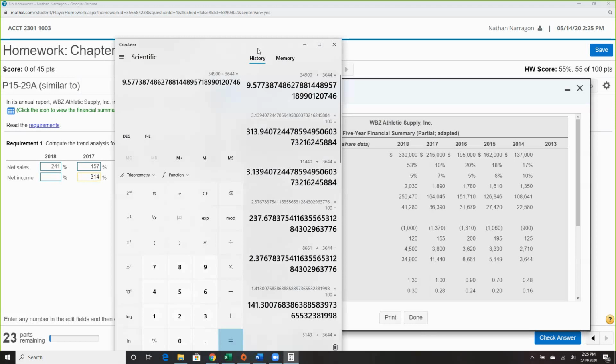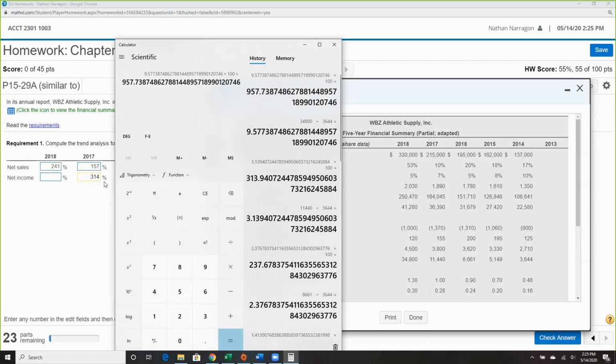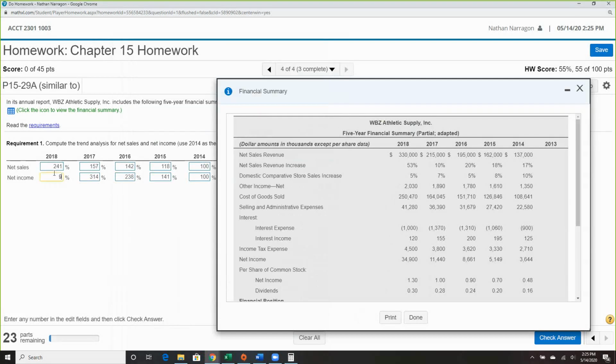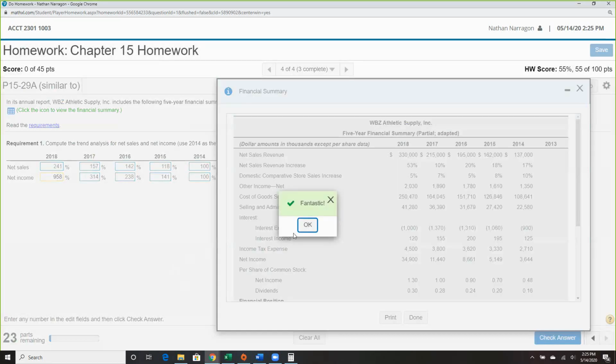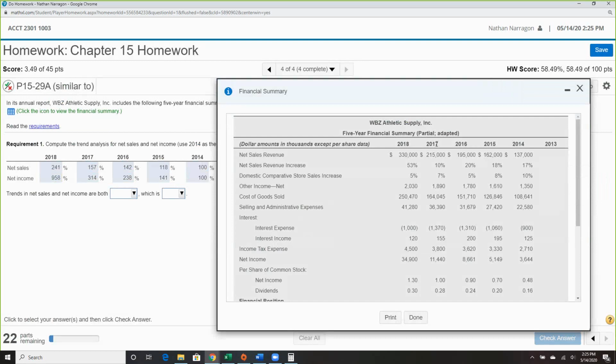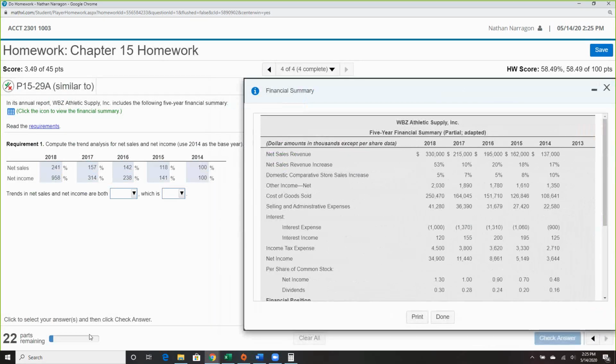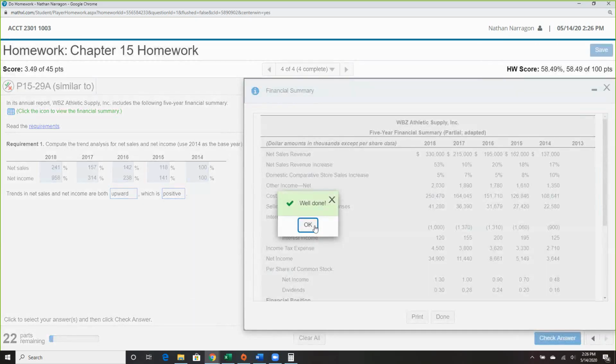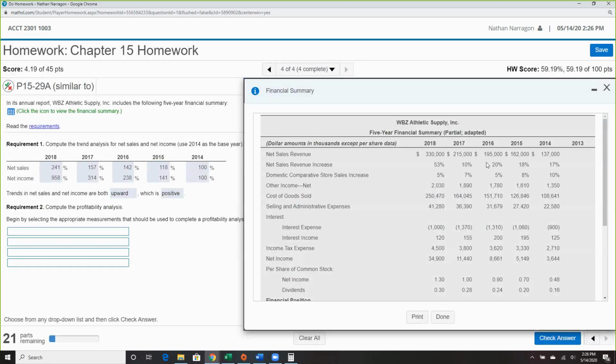Especially this number, this is going to be huge. 958. Whoa. So there's our trend. Oh, we got a nice little question. Trends in net sales and net income are both upward, both increasing. Pretty good. Which of course, if it's increasing upward, is positive. We are making lots of money. Okay.